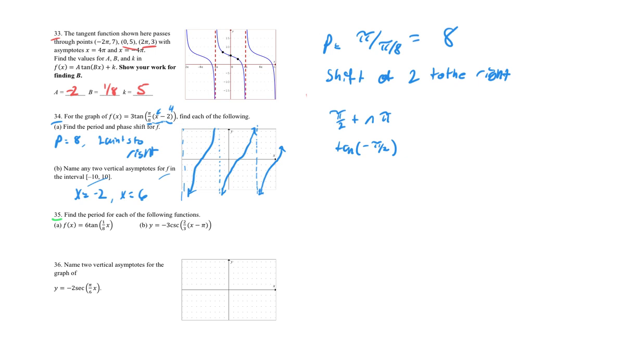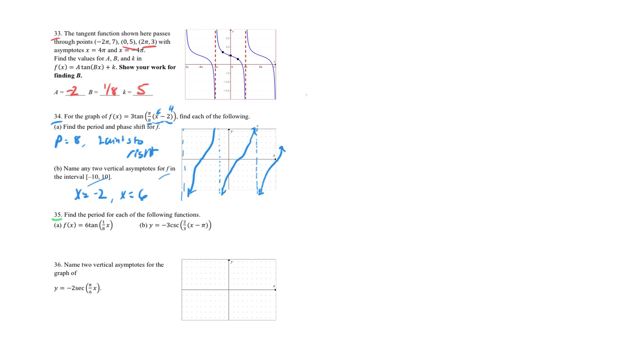Find the period for each of the following. f of x equal to 6 tan. Let's get this previous stuff out of here. There we go. So, sorry, 6 tan, so we're going to look in here. It is set up for that. Remember that the tangent function, our period is going to be pi over that 1/8. So this is going to be equal to 8 pi.